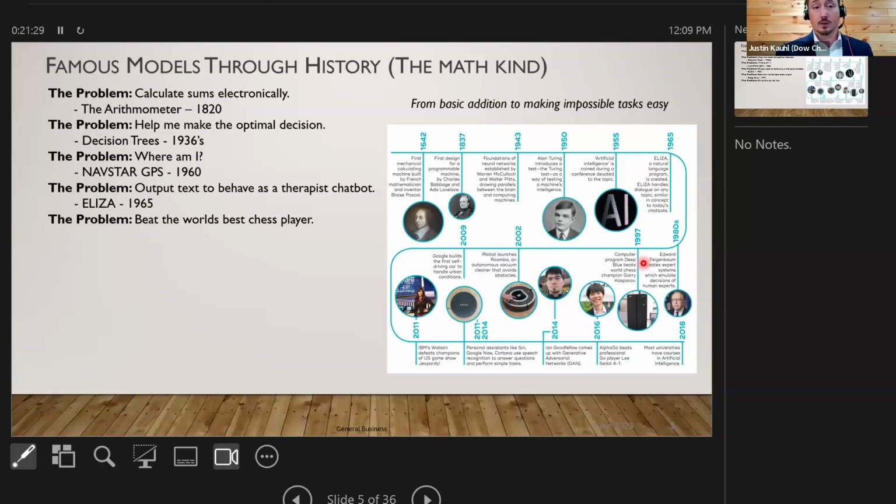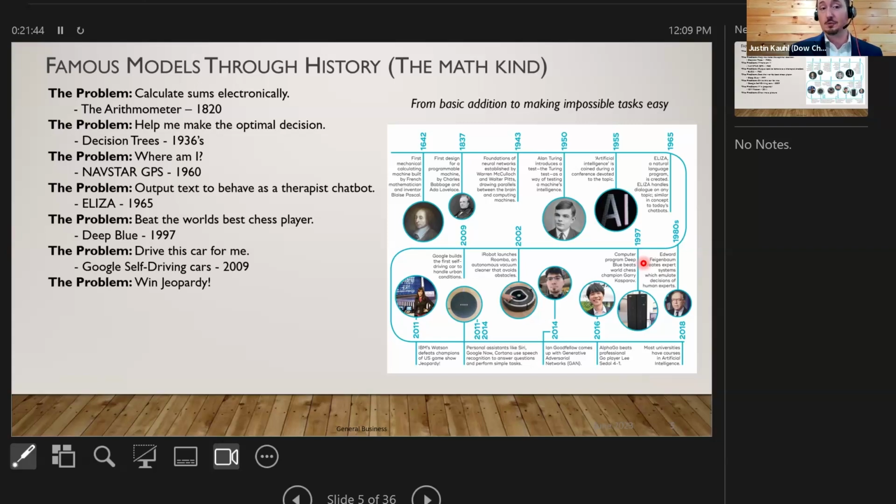Moving on, beat the world's best chess player. We had Deep Blue, 1997. This was the machine that beat the world champion at chess, right? So they solved chess mathematically. Drive this car for me. This one's fun. Google self-driving cars came out in about 2009. They're still not ubiquitous, but they're around. And they do work. They take input from sensors on the front of the car and they run it through a bunch of math models and they output something, which is instructions for how to navigate the car. The next one here, win at Jeopardy, was IBM Watson. This was a big one back when I was doing my master's.